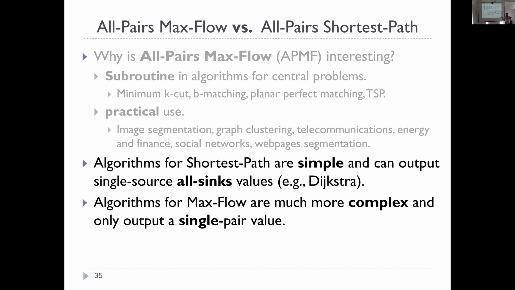If you focus on a single pair, and then you go from that to all pairs, is it still the case? Is all pairs maximum flow going to be more difficult than all pairs shortest path?